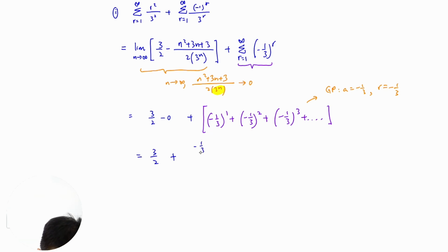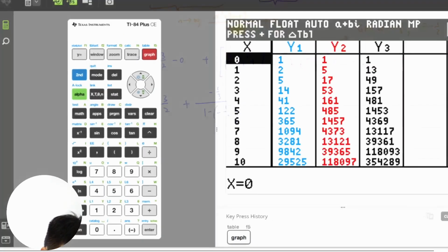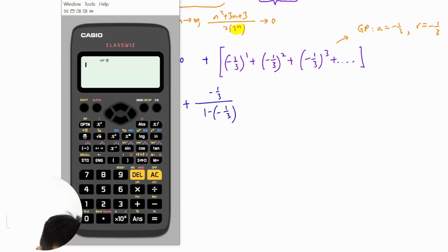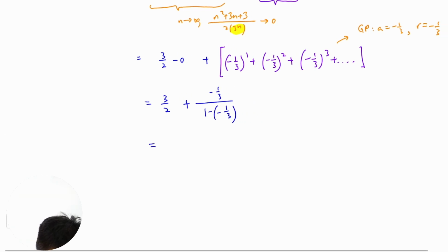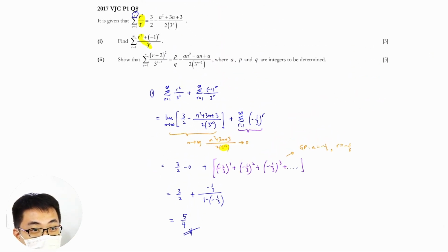Please. Okay, looking at the calculator. I'm not sure what you'll get, but you probably get the answer. 1 over 4. So this is 5 over 4. Okay, that's what you get.